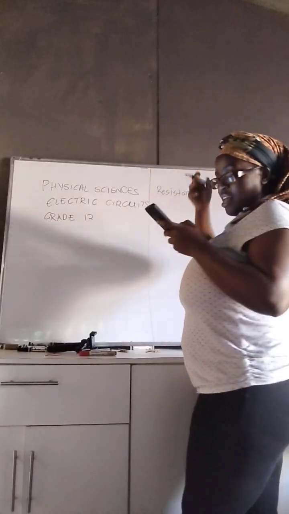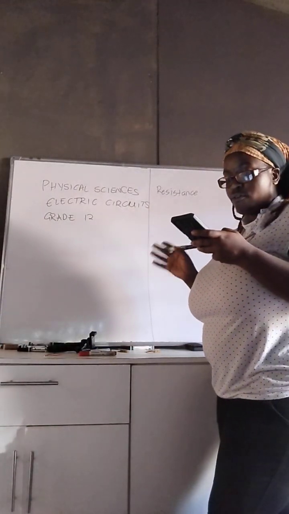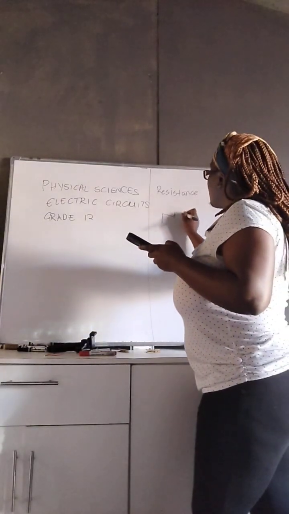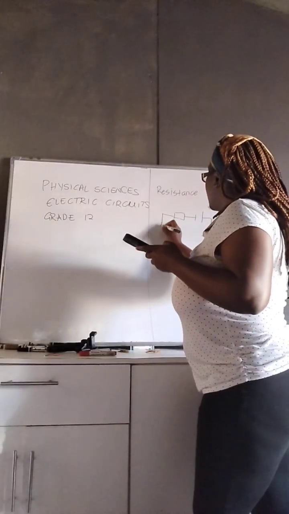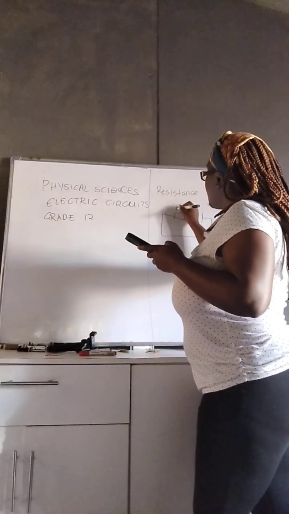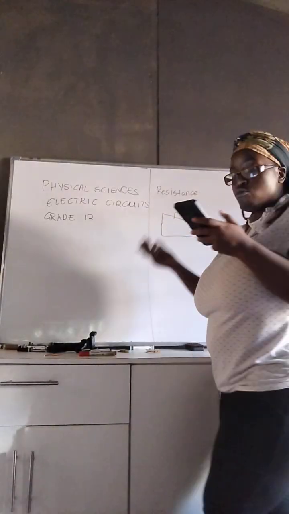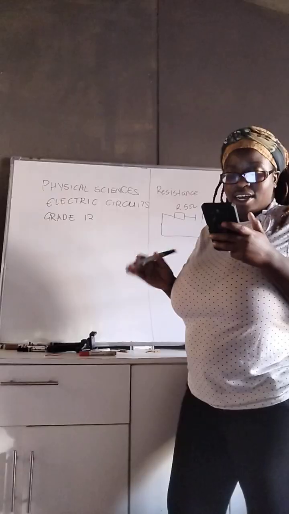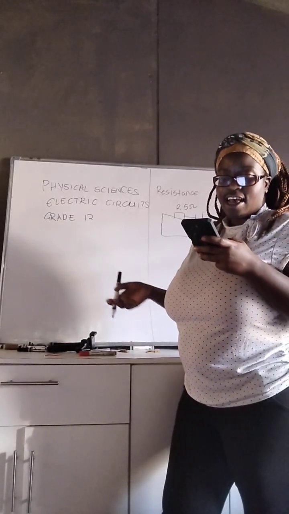The first thing that you need to understand when it comes to electric circuits for Grade 12 is that we'll be having resistance. Resistance is a measure of the opposing force which is applied to the flow of charge in a circuit. For example, you have your circuit which has something like this. This can be our resistor, and our resistor may be 5 ohms.